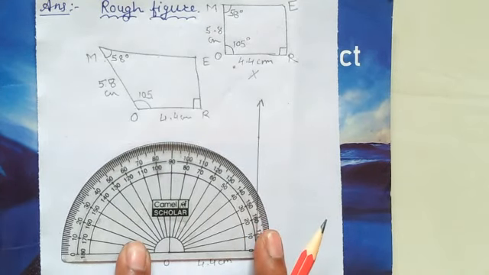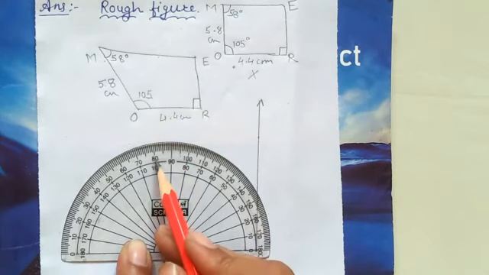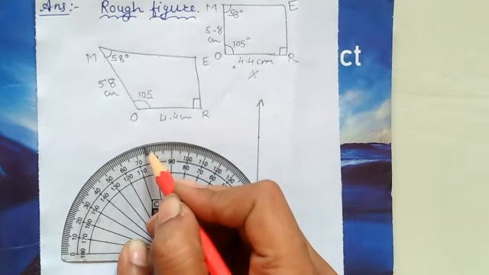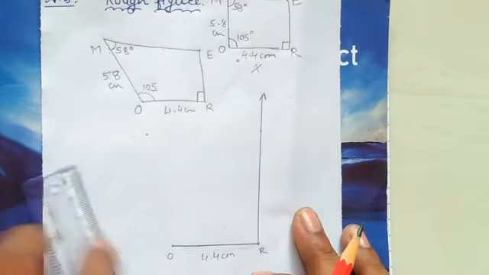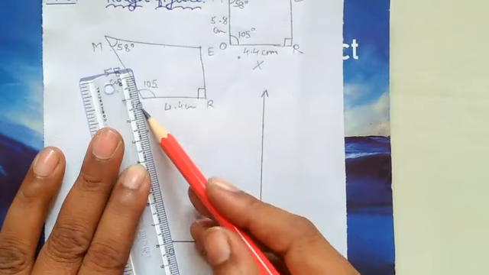So place it properly and start counting 0, 10, 20, 30, 40, up to 90, 100, and we want 105. It means 100 plus 5. So this one will be 105. Join the point with the point O.